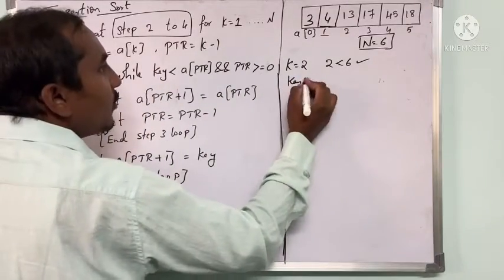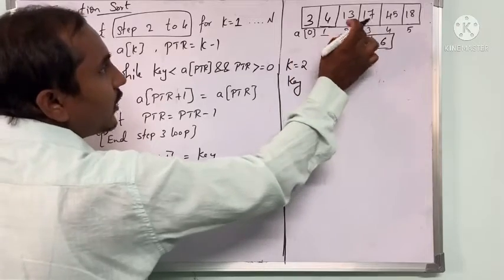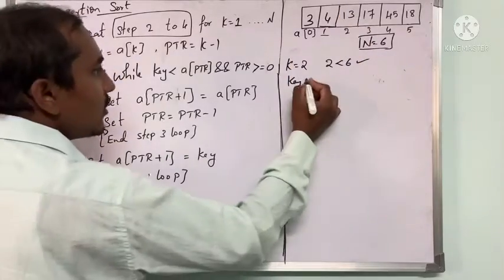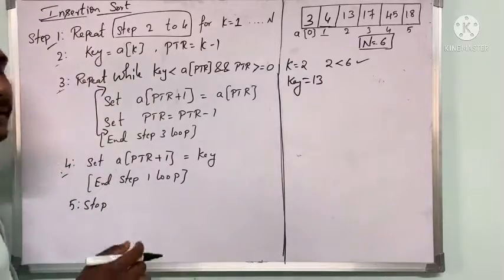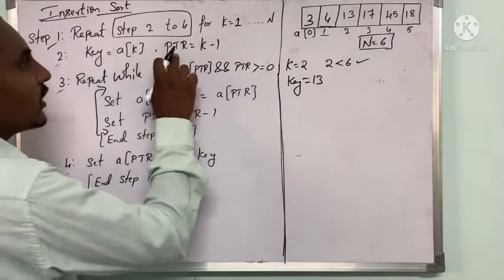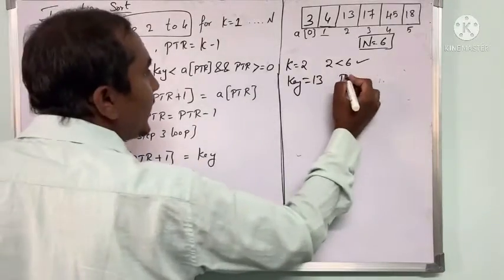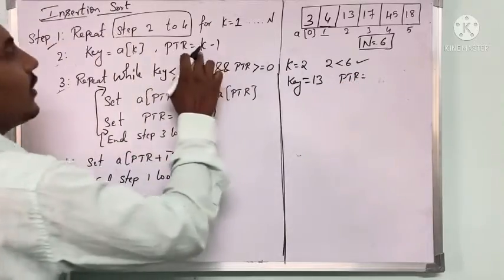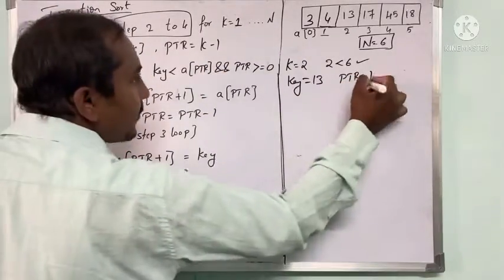Now key element will be what? This is the sorted list and this is the unsorted list. The unsorted list's first element is 13. So the key element will now be 13. Again, after 13, next we are going to consider ptr value. So ptr value will be k minus 1. That is, it will be 1.